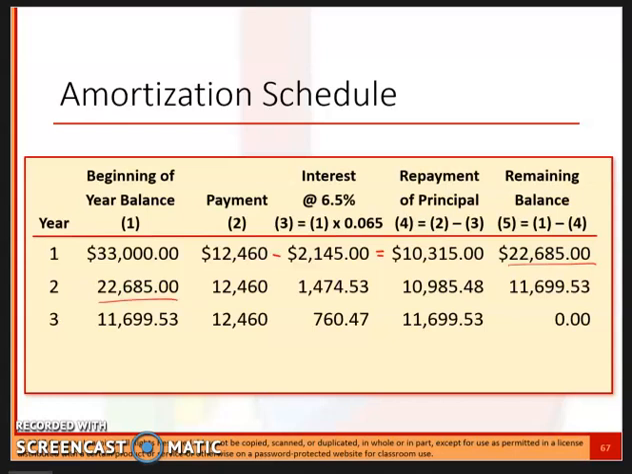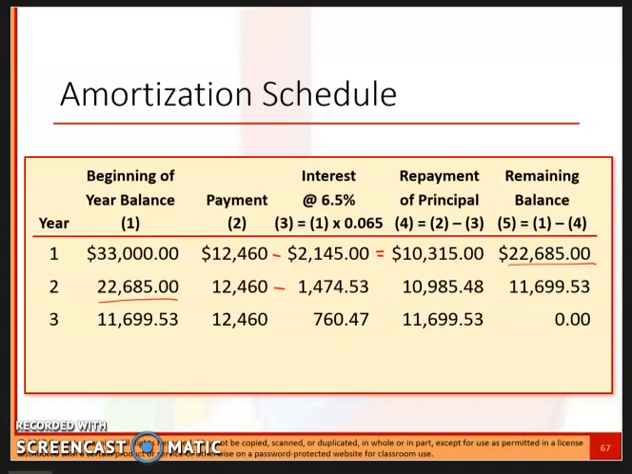We make another payment after a year of $12,460. The interest is $22,685 times 0.065, which is $1,474.53. And so we subtract that to get our repayment of principal of $10,985. Our remaining balance after 2 years is $11,699.53. The final year, we make the same payment at the end of the year, the $12,460.